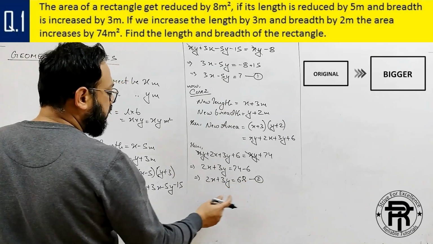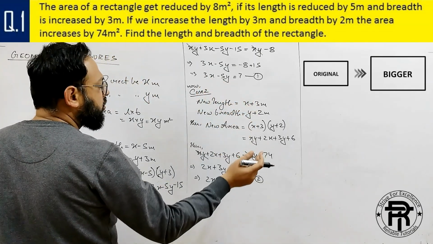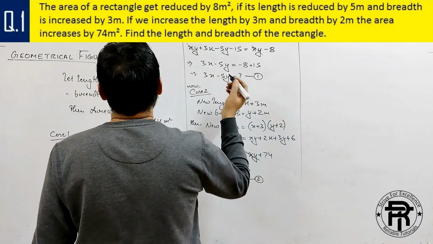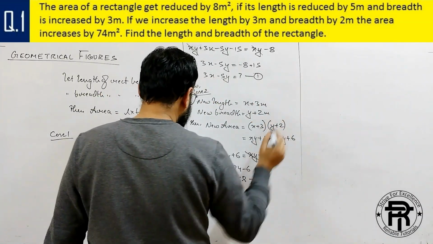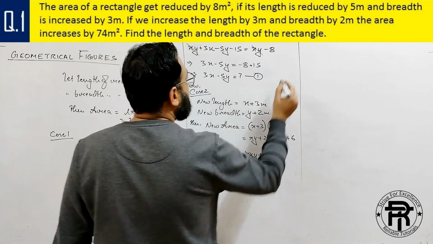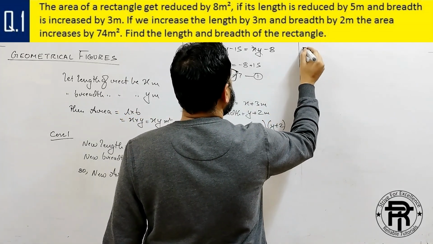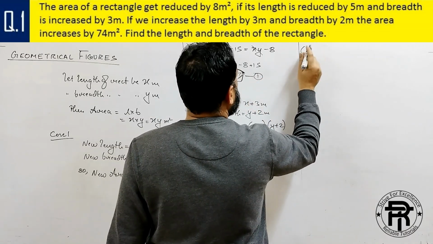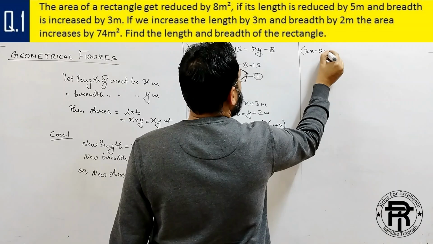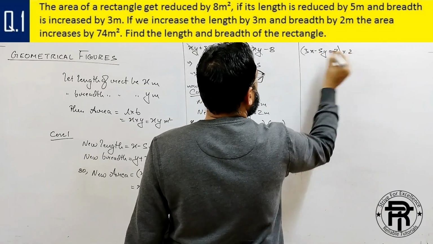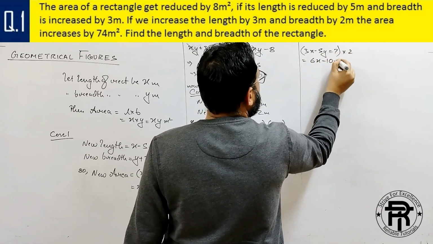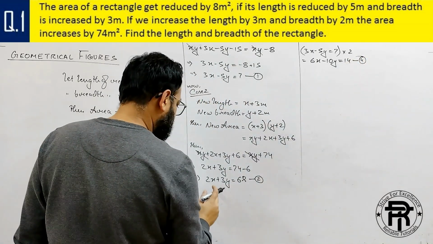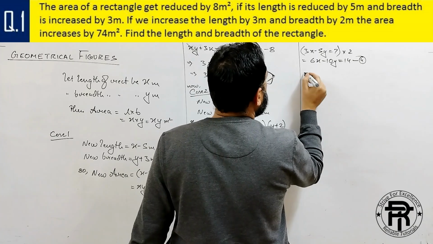We will multiply this equation by 3, the elimination method, and we will multiply the first equation by 2. First equation is 3x minus 5y is equals to 7 multiplied by 2. That becomes 6x minus 10y is equals to 14. Equation number 3. And what else? 2x plus 3y is equals to 68.